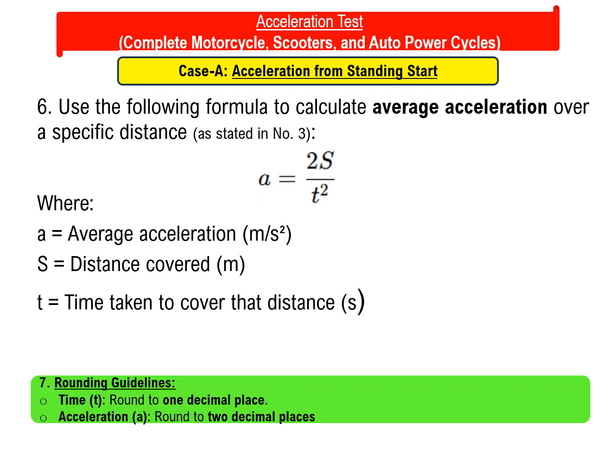When the time is recorded, the following formula is used to calculate the average acceleration. Average acceleration A = 2s / t², where A is average acceleration in meter per second square, s is the distance covered in meters, and t is the time taken to cover that particular distance.